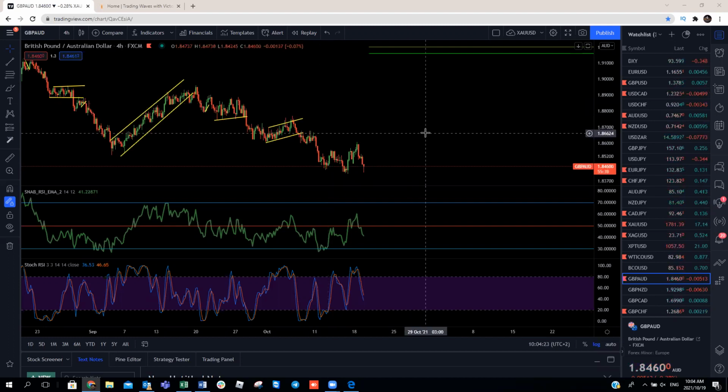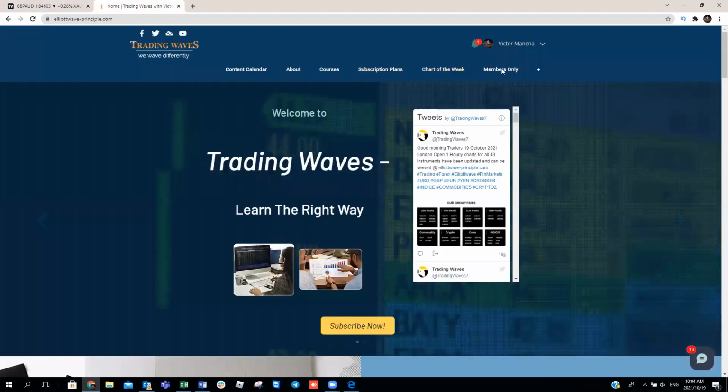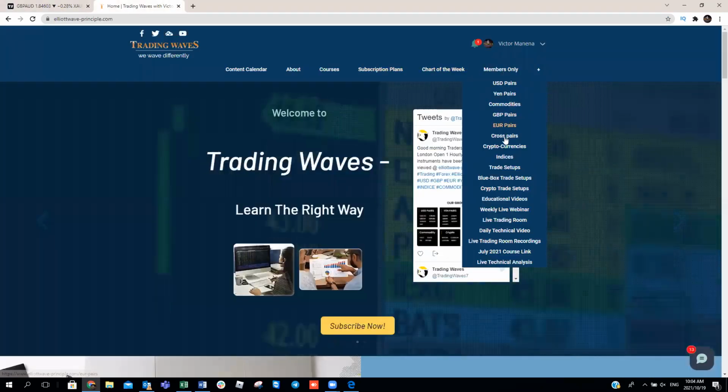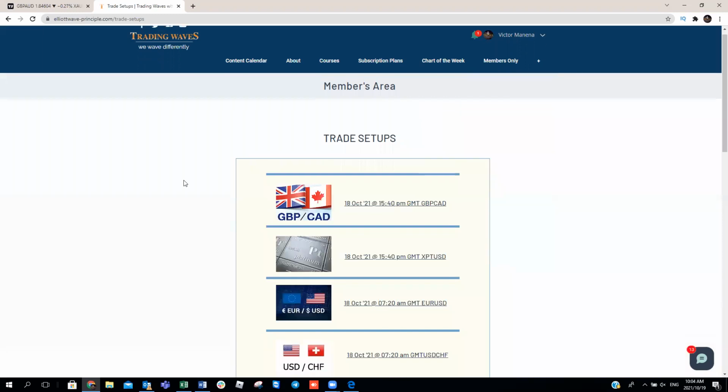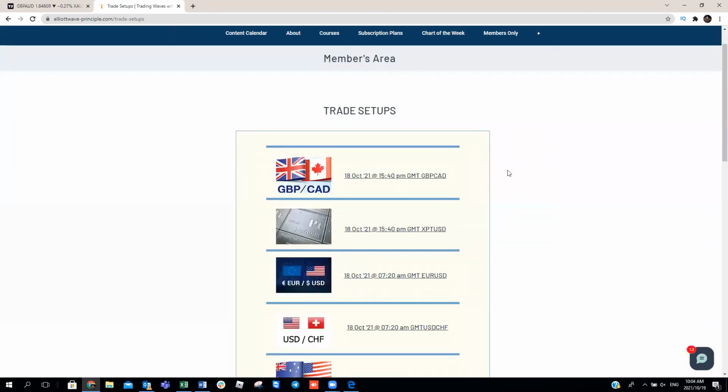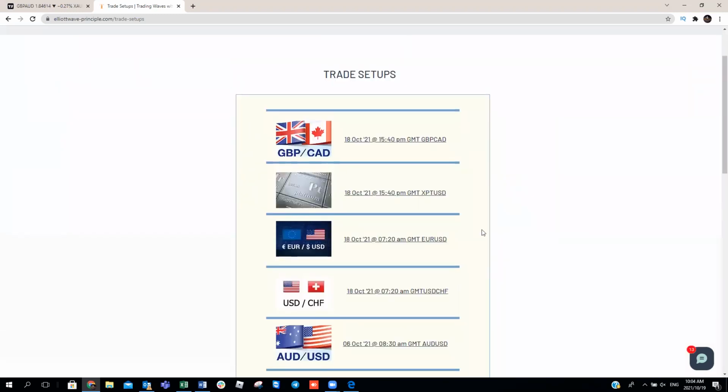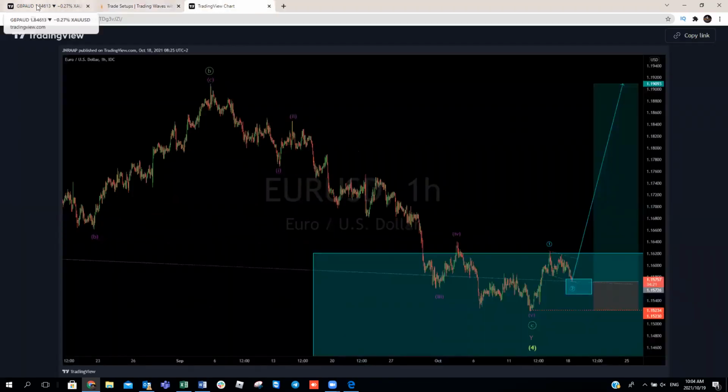Let's get started with the analysis. Let's have a look at the current trade setups that we've got, some of those that we discussed yesterday. So pound CAD is our trade of the week, but I didn't want to start with pound CAD. I want us to start with euro US dollar. That's the one that we discussed extensively yesterday.